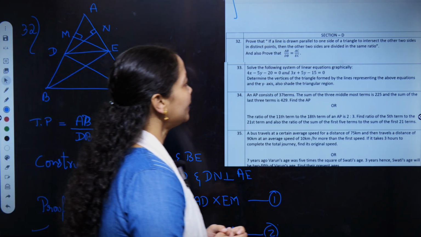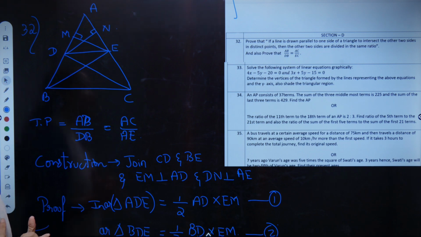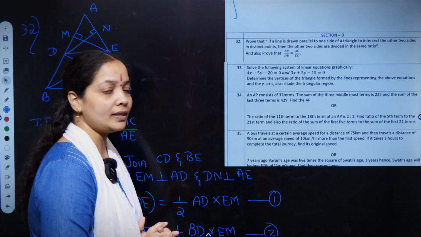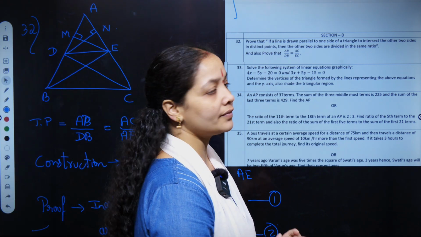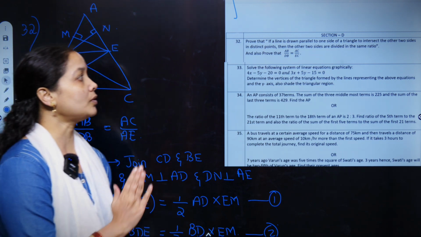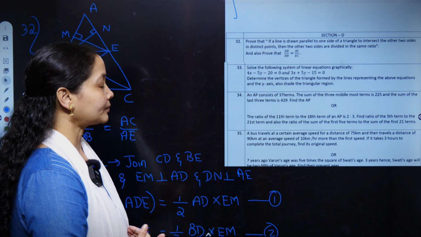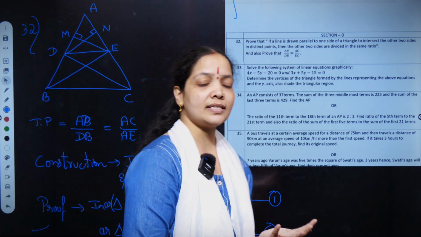Prove that if a line is drawn parallel to one side of a triangle to intersect the other two sides in distinct points, then the other two sides are divided in the same ratio. And I also have to prove AB by DB is equal to AC by EC. This question is a theorem.